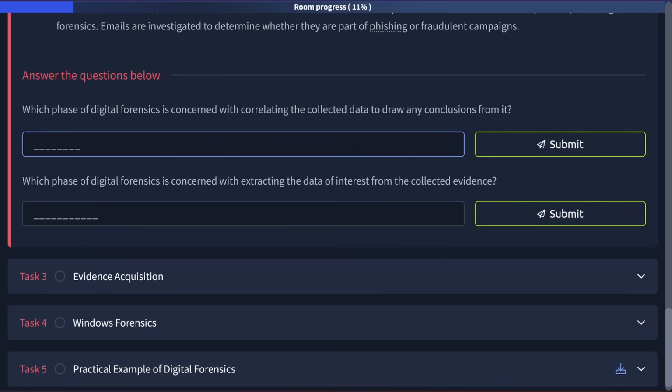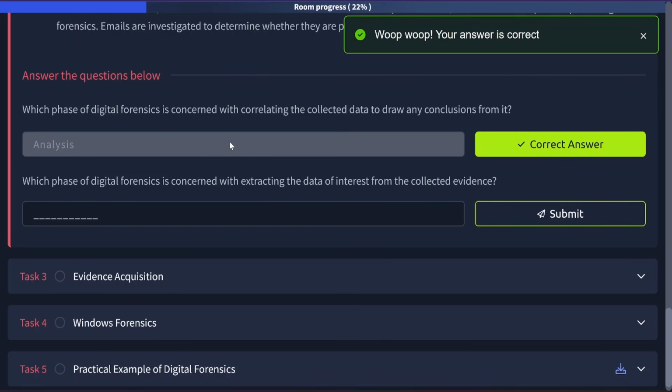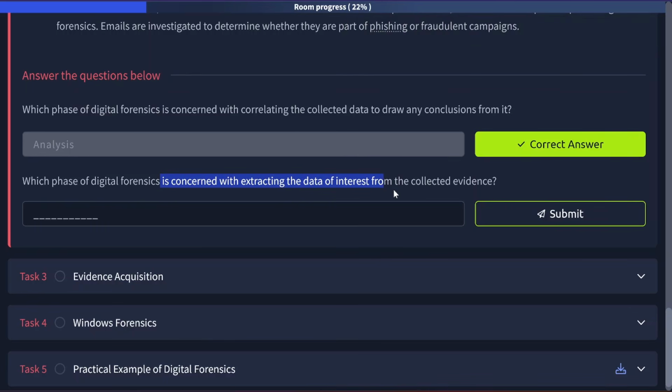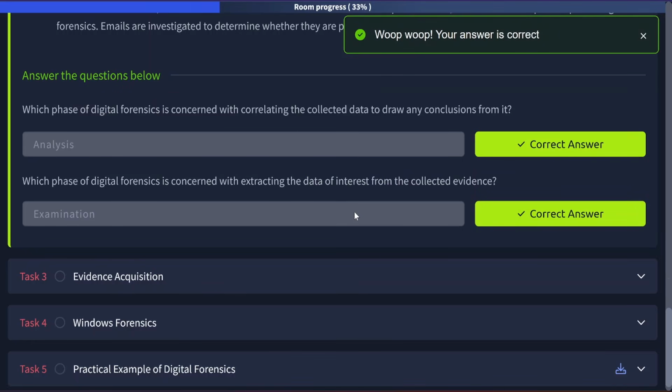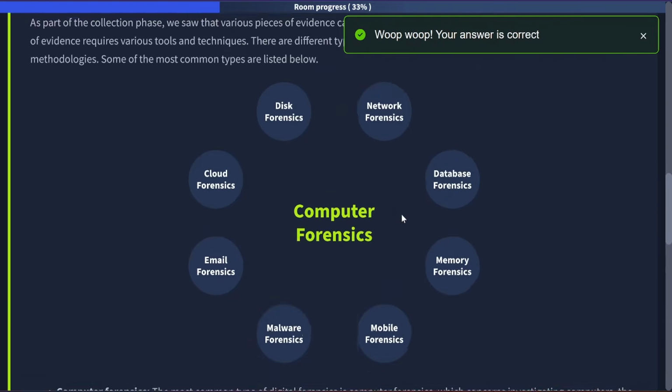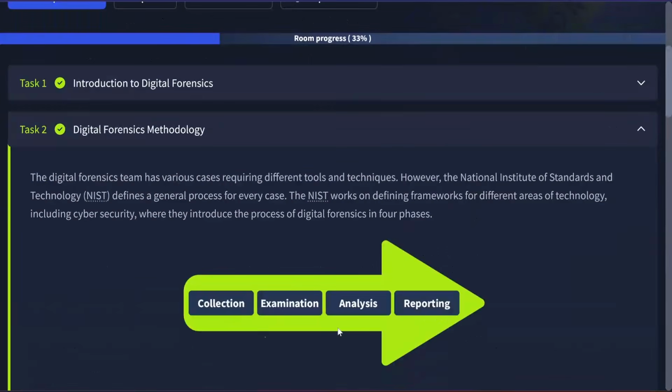Which phase of digital forensics is concerned with correlating and collecting data to draw any conclusion from it? That would be analysis, when we're actually really digging into it. And which phase of digital forensics is concerned with extracting the data of interest from a collected device? This is what they call examination. I just group that in with analysis because I'm simple and I don't want to make more steps, so I keep that down to 3. So with that, we're done with task 2.